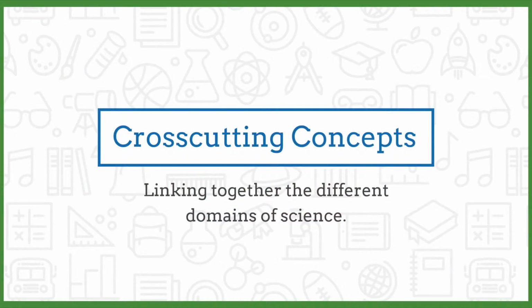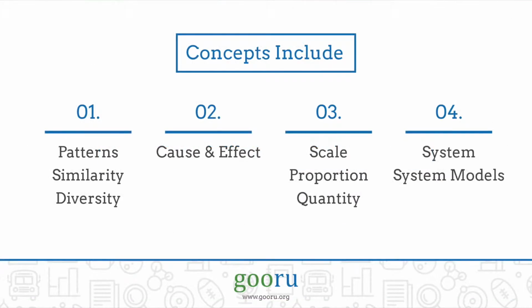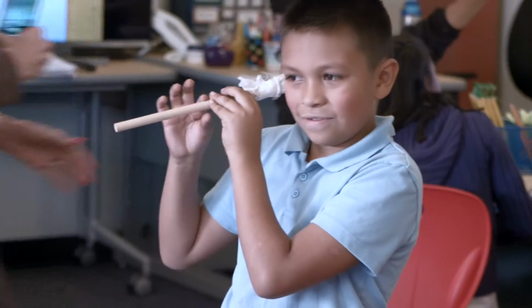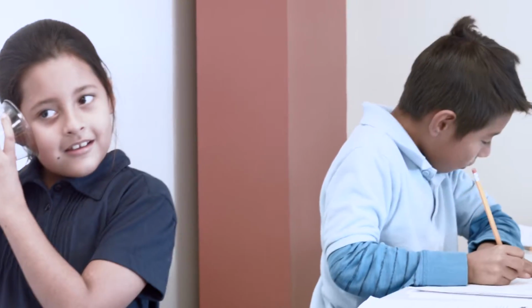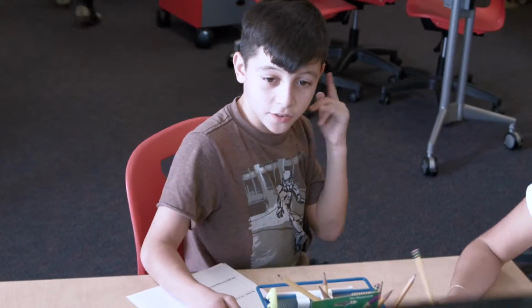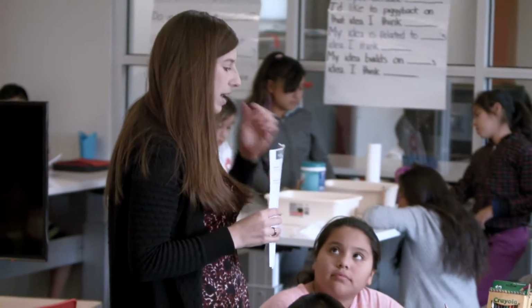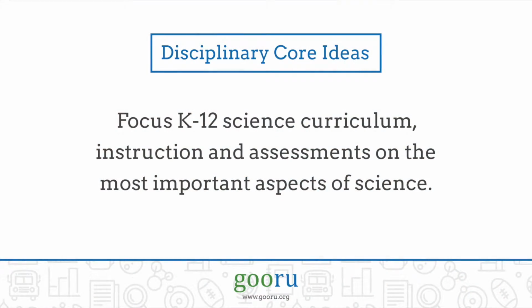The second component is the cross-cutting concepts, which is a way of linking together the different domains of science. They include patterns, similarity, and diversity, cause and effect, scale, proportion, and quantity, system and system models, to name a few. The standards emphasize students' need to show how these concepts are interrelated from the various science fields so that they develop a coherent and scientifically based view of the world. As you can see, the teachers in this video are referring to concepts previously learned in other classes or grades to support these cross-cutting concepts.